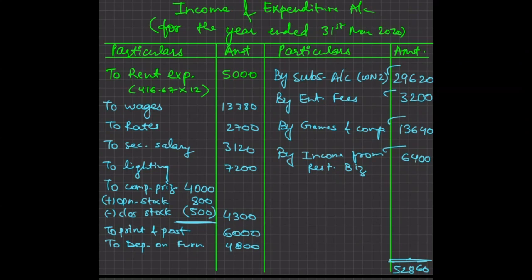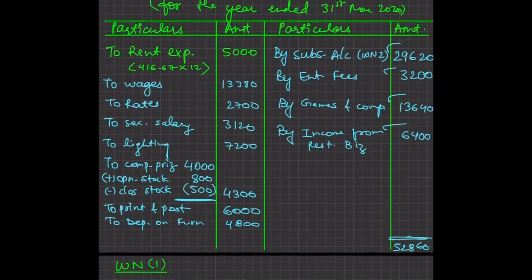Then competition prices of 4,300. Then 6,000 for the printing and posting, 4,800 for the depreciation on the furniture. So the total here is 46,500 at present, and the total should be 52,860. So I have got a surplus over here, which is the balancing figure, and it is 52,860 minus 46,500. That would be 6,360, which is your balancing figure.